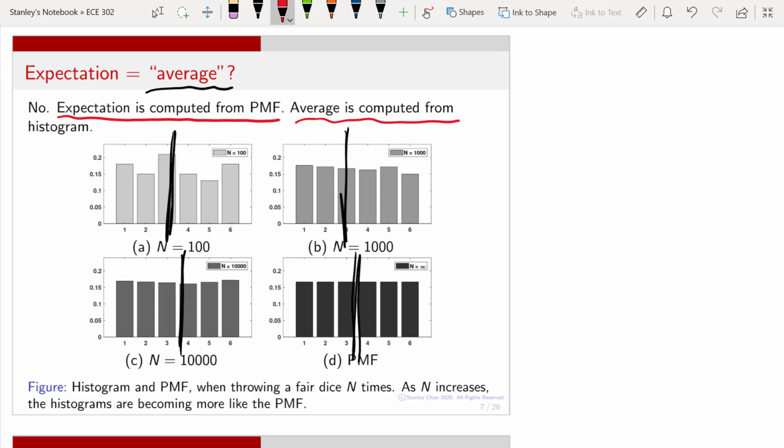The average, on the other hand, is computed from the empirical histogram, and therefore, if you do the experiment today, you have this histogram, you will have a different average than another experiment you carry out tomorrow, because the histogram will become different, and therefore the mean will also become different. So expectation is not the same as average. Average itself is a random variable because you're taking the average of all these n random variables. Expectation is a deterministic number, a number that comes out from the probability mass function.